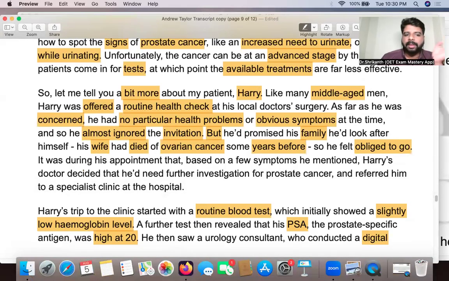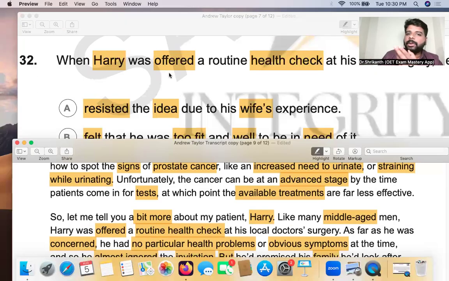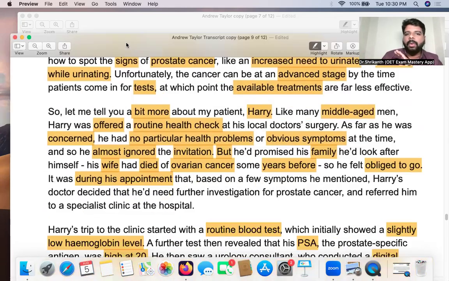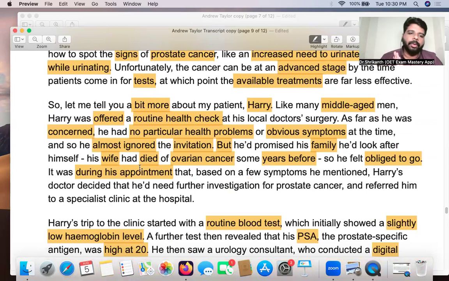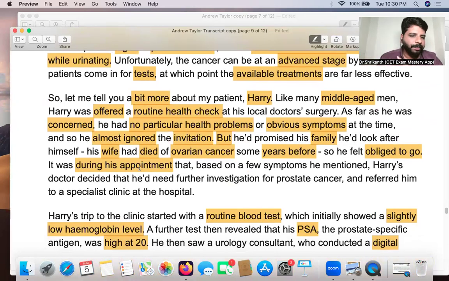It was during his appointment. Okay, now what is the thing? Now they are talking about during his appointment, that is during the health checkup. This is not at all important to us because the question was asking when he was offered. When he was offered, how did he react? That was the only thing. We don't really want to know what happened during his appointment. So this is just a distractor. Okay, this is just a distractor. It is useless information.